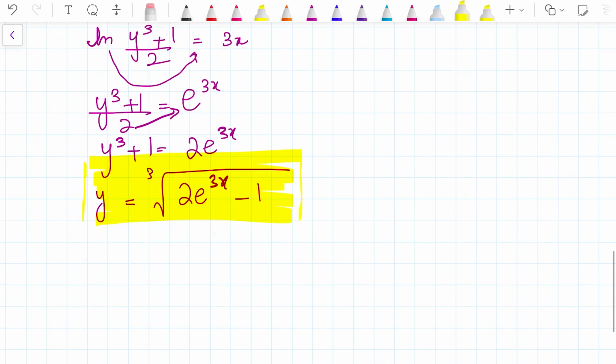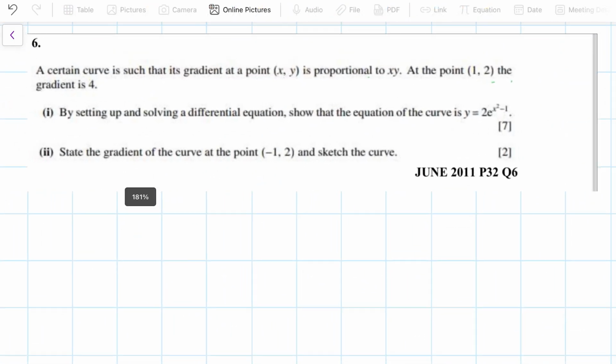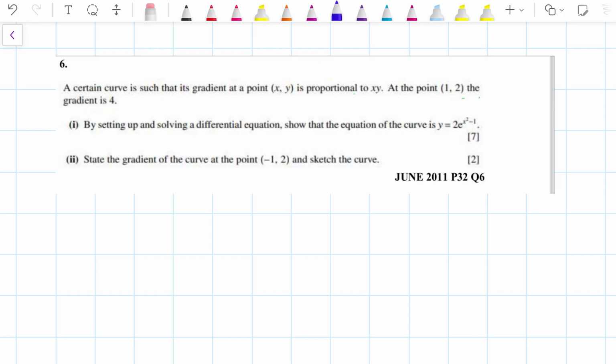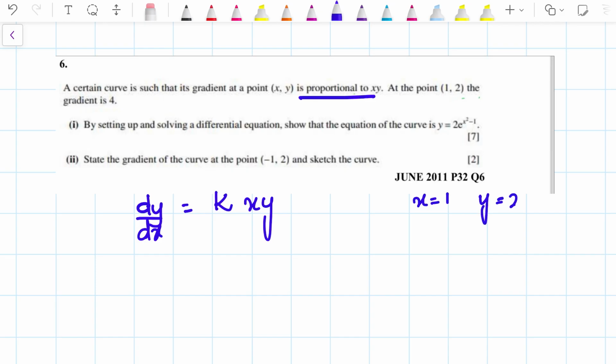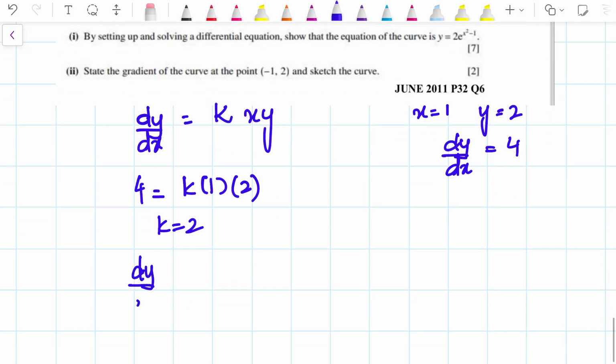All right, now let's take another question. A certain curve is such that its gradient at a point x, y is proportional to xy. So dy upon dx is proportional to xy, and when I say proportional, you multiply it with a constant k. At the point 1 comma 2, when x is 1, y is 2, the gradient is 4. Let's input it to find out the value of k. 4 is equal to k times 1 times 2, so k value is 2. dy upon dx is equal to 2xy.